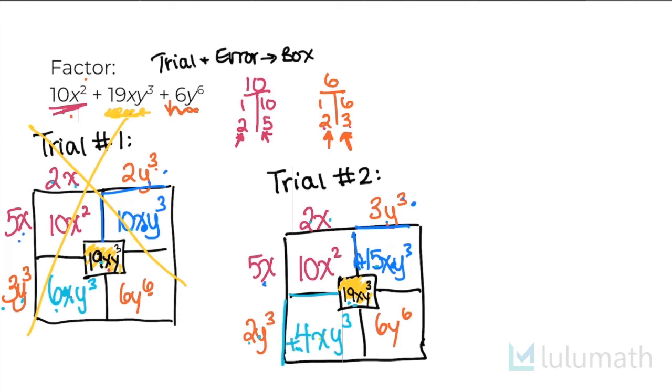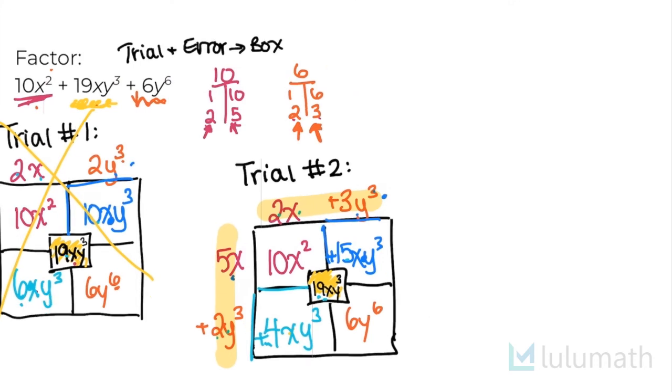So since this is positive, that means that this 3y to the power of 3 up here has to be positive. And since this 4 is positive, that means that this 2y to the power of 3 over here has to be positive. So our two binomials being multiplied together are these two right here, which makes my final answer 2x plus 3y to the power of 3 multiplied by 5x plus 2y to the power of 3.